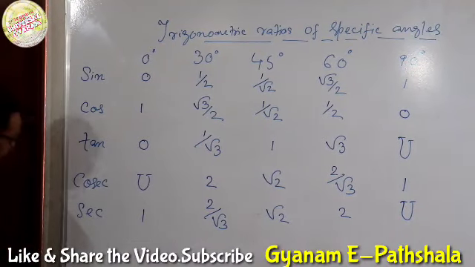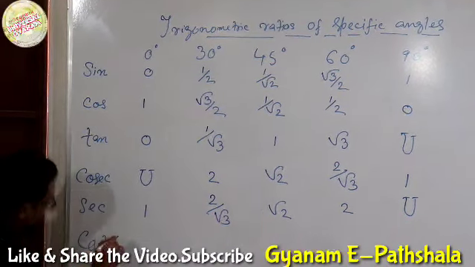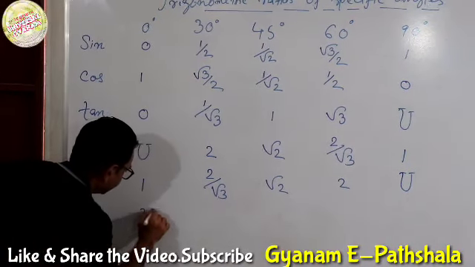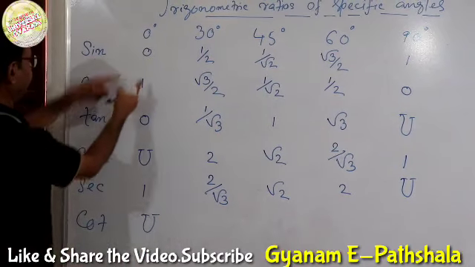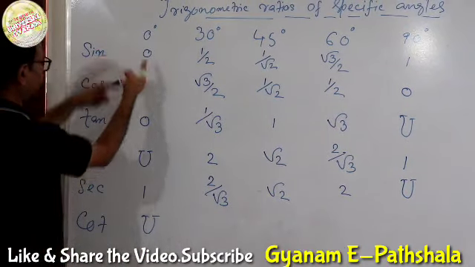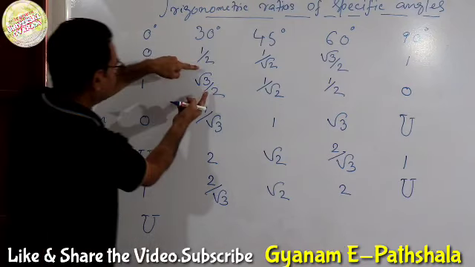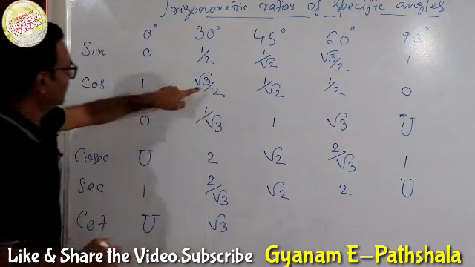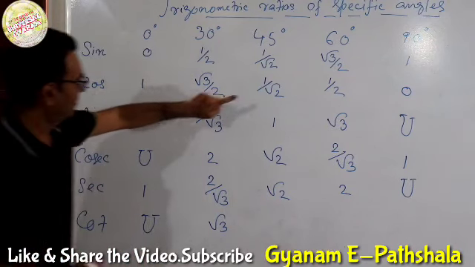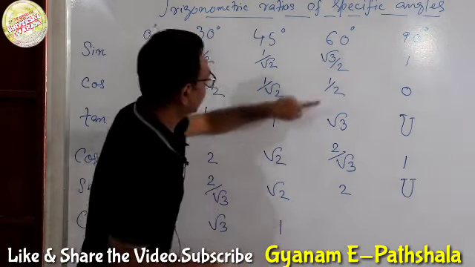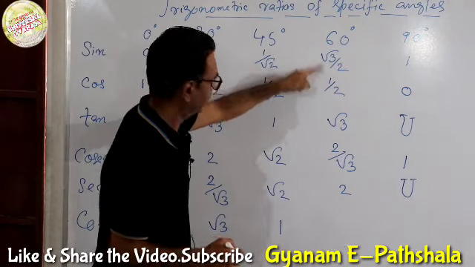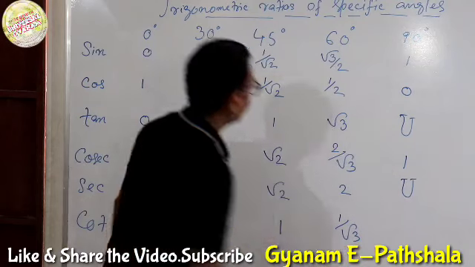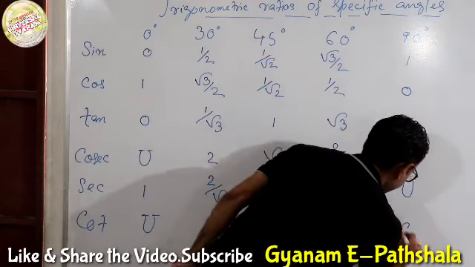Ultimately we come to 1 by tan, that's cot. Cot is 1 by tan, or maybe cos by sine. 1 by 0, undefined. Root 3 by 2 by half is root 3. This is 1. Cos by sine, right? So 1 by root 3. And here 0 by 1, 0.